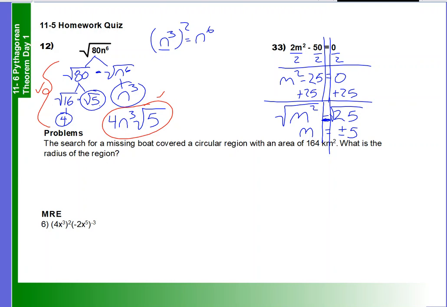So we have problems, and this is, I believe, problem number 5. All right, the search for a missing boat covered a circular region with an area of 164 kilometers squared.